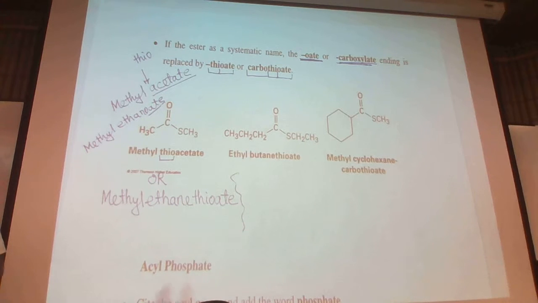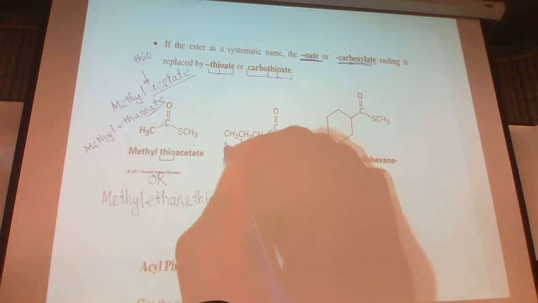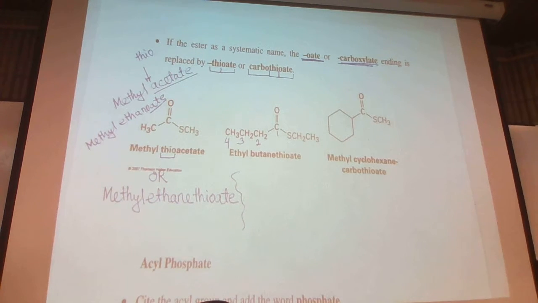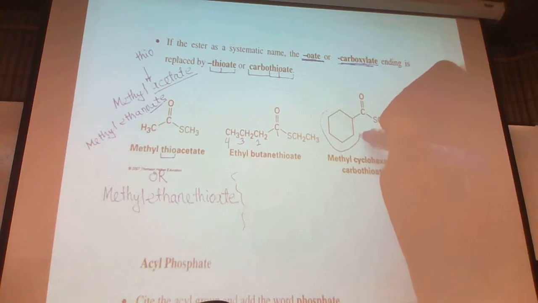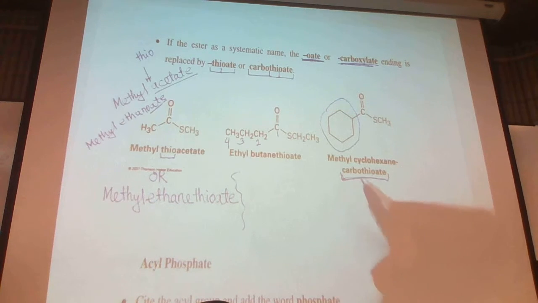Why did we spell it out as ethane? Because you have N and T consonants being together, so we are putting the E back there. Okay. And then you have the other examples, ethyl butanethioate. Why is it butane? 1, 2, 3, 4 carbon chain. That's why it's butane. Alright. And then if you have a carbocycle, like cyclohexane, cyclopentane, cyclobutane, cyclo whatever, that becomes cycloalkane carbothioate.